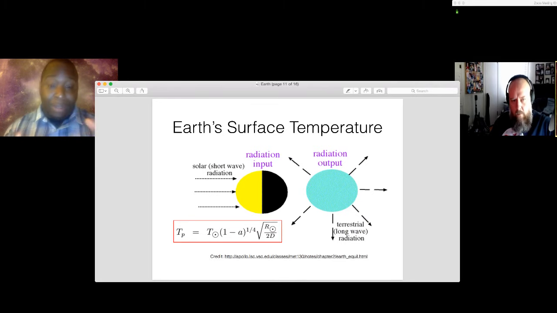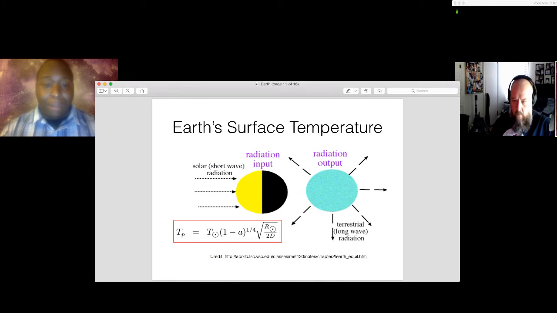And that particular source of radiation input, if any of you guys have ever seen a blackbody curve, which corresponds to the amount of light that an object emits as a function of frequency or wavelength.